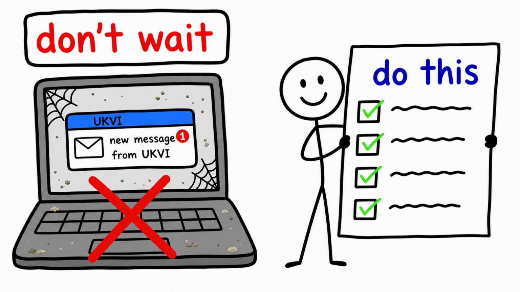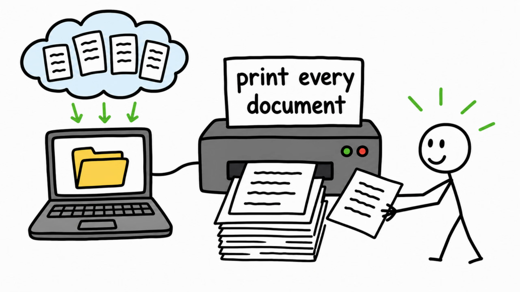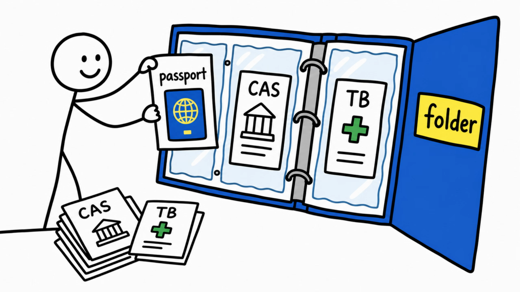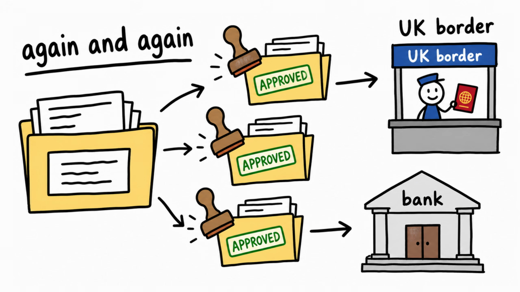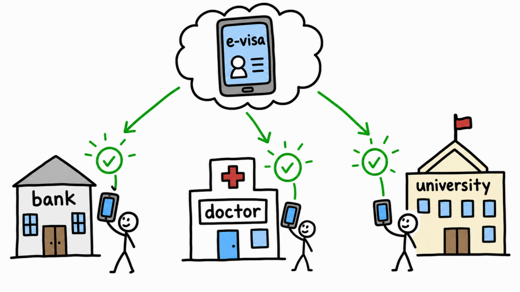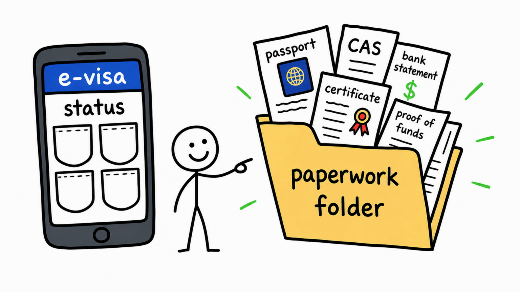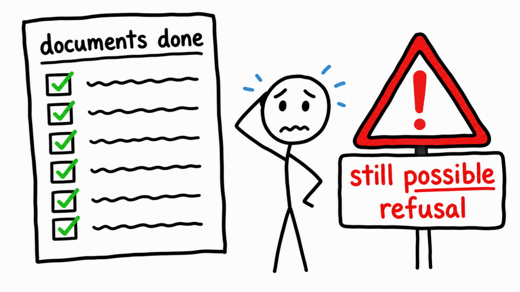So let me leave you with one practical thing to actually do. Even though all of this is digital now, I still want you to print every document and put it in a folder with clear plastic sleeves. Your passport copy, your CAS, your TB certificate, your financial evidence, your certificates, and your eVisa share code. And here's why. You're going to need these exact same documents again and again at the UK border, when you open a bank account, when you register with a doctor, when you enroll at university. Your eVisa proves your status, but it doesn't carry your paperwork. Your folder does.